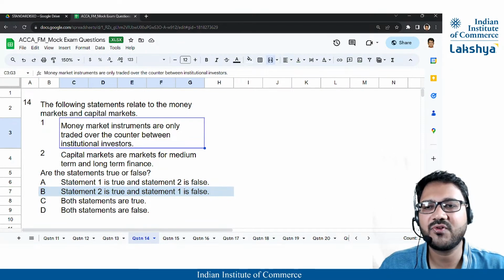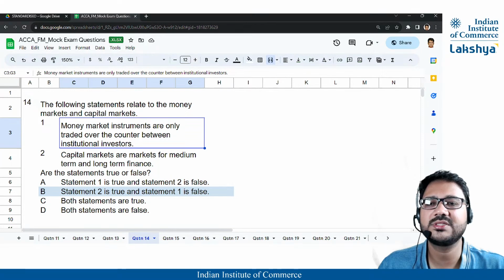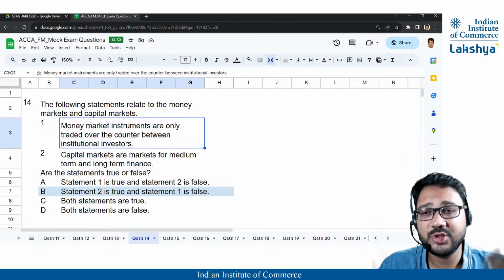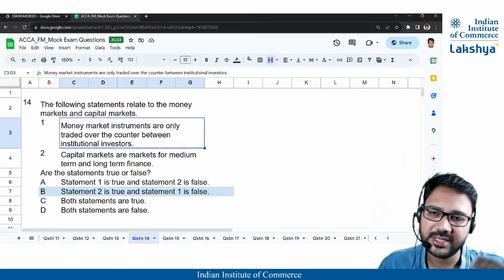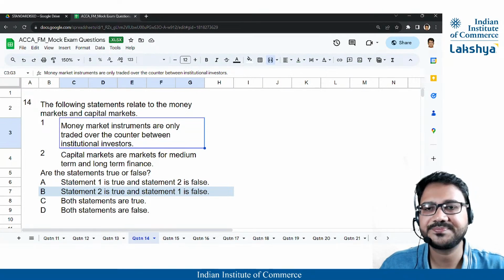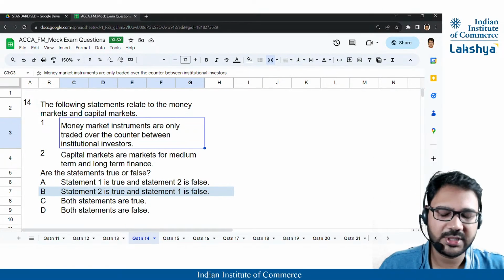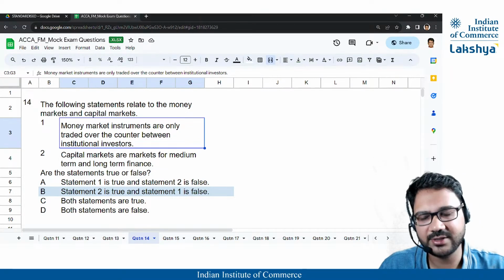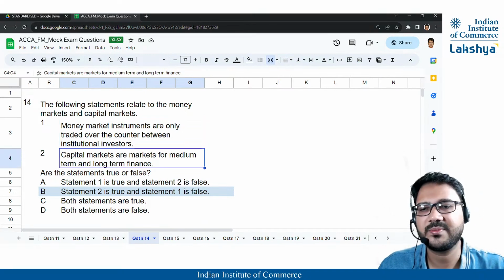Statement one is false. Derivative instruments can be standardized. It's not necessarily always OTC. There can be futures, there can be options, there are forwards also, but there are futures and options. And again, retailers can participate. Now, capital markets, it is bank to bank also, retailers can also participate. Capital markets are medium and long term, money market is short, right?